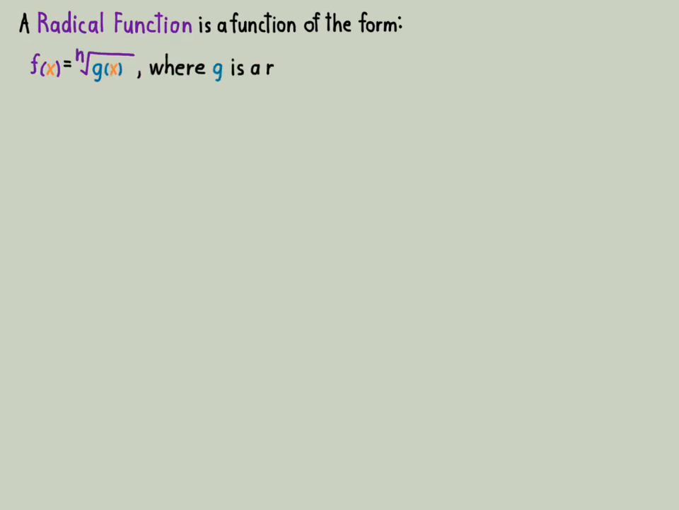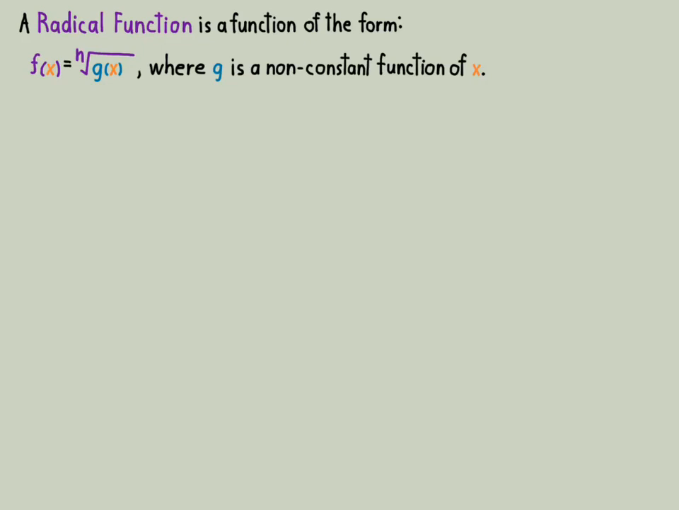So, a radical function is a function of the form f of x equals nth root of g of x, where g is a non-constant function of x. So we wouldn't count f of x equals the square root of 2 as a radical function, because the graph of that is just a horizontal line, so we would call it a linear function. So you need some kind of variable inside the radicand.